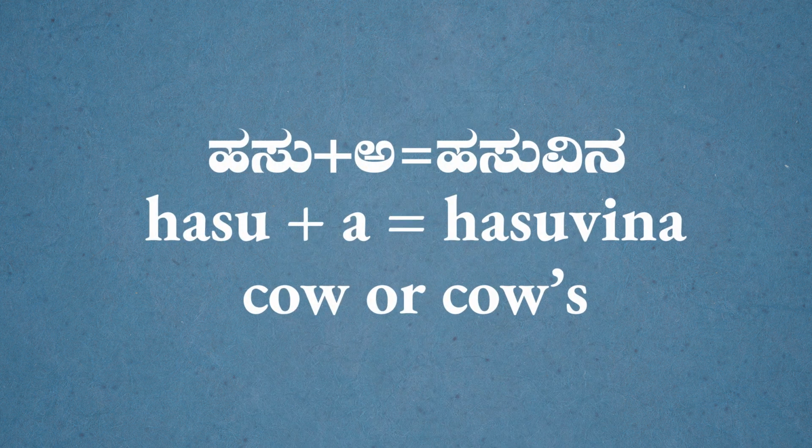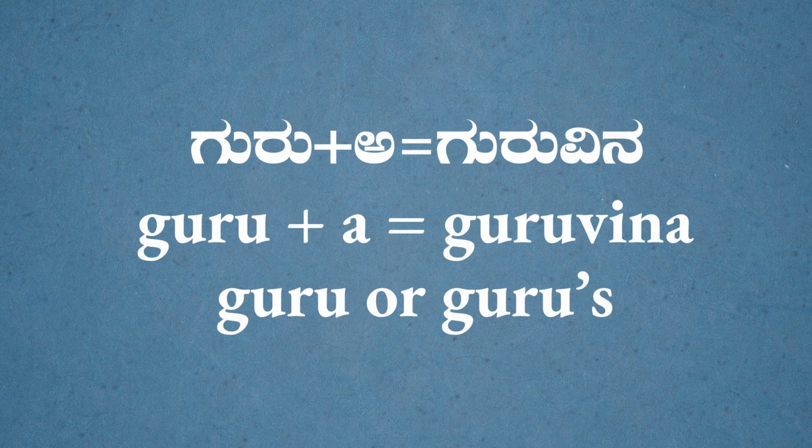Now, as we have reached the end of the video, let's do a quick recap of possessive forms in Kannada. In today's lesson, we explored various forms of possessive marker a in Kannada and how it affects different types of nouns. Here's a quick recap of the key points covered. Possessive marker with nouns ending in u, retaining u. When a is added to nouns ending with u, vin is added. For example, hasu plus a becomes hasuvina, of the cow. Similarly, guru plus a becomes guruvina, of the guru.